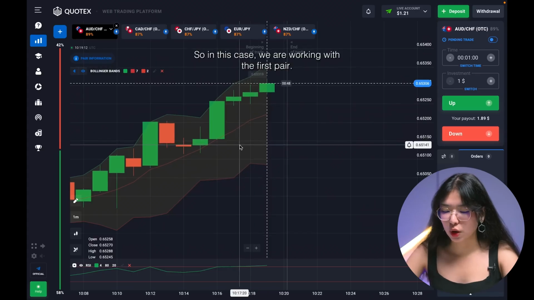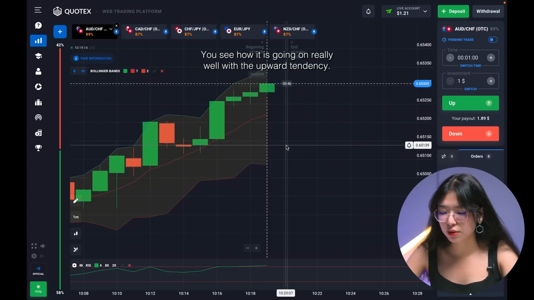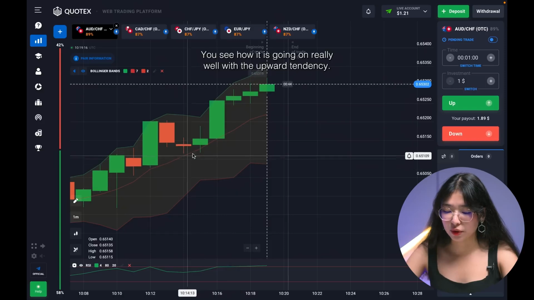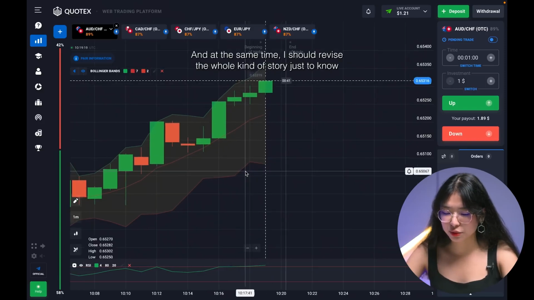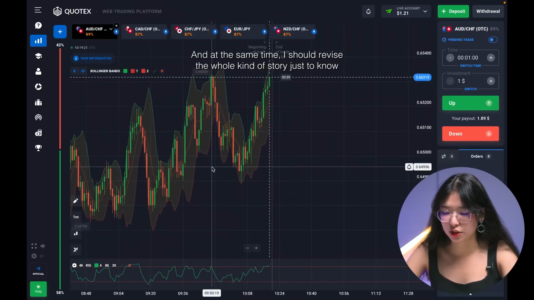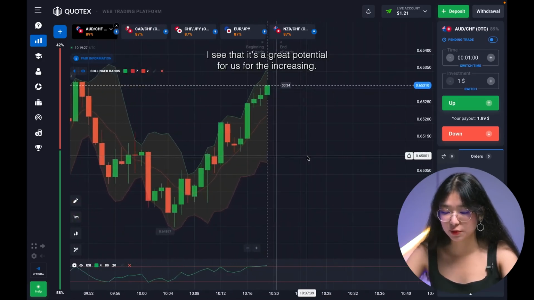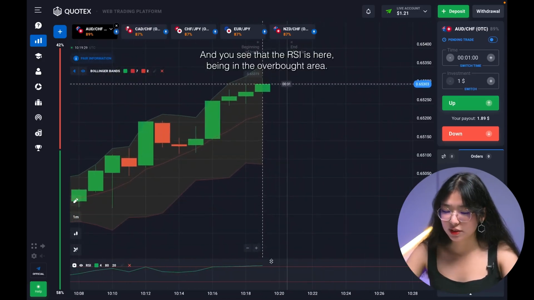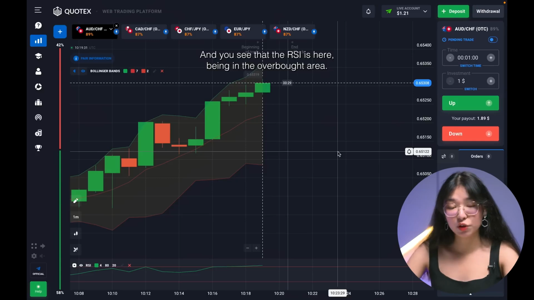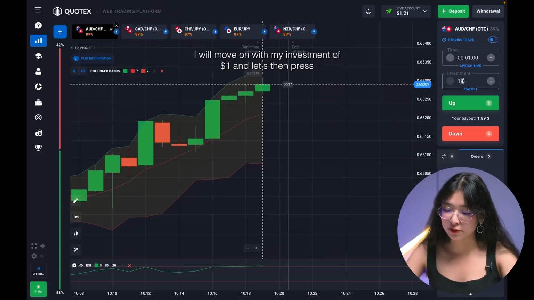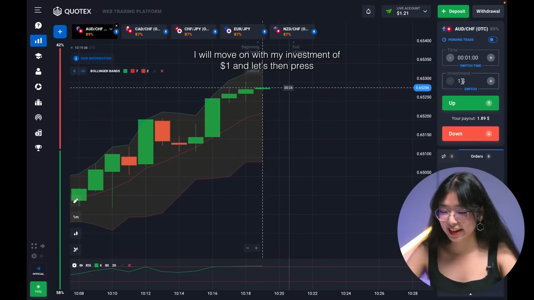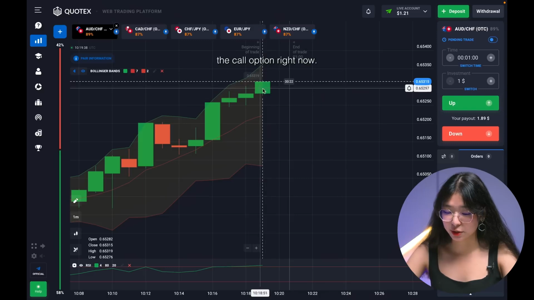So in this case we are working with the first pair. You see how it's going really well with the upward tendency. At the same time I should review the whole picture just to know what is going on here. And I see that there is great potential for an increase. You see that the RSI is in the overbought area. I will move with my investment of $1, guys, and let's press the call option right now.